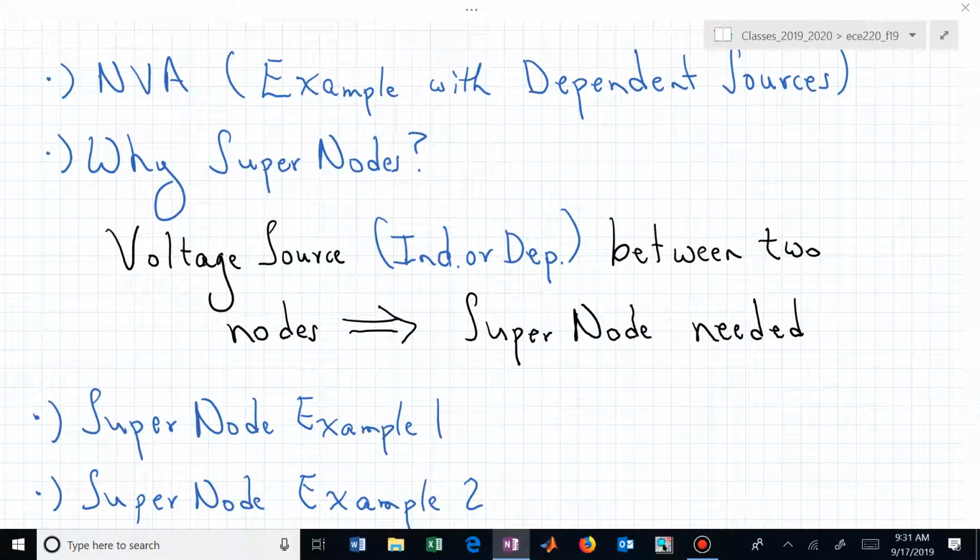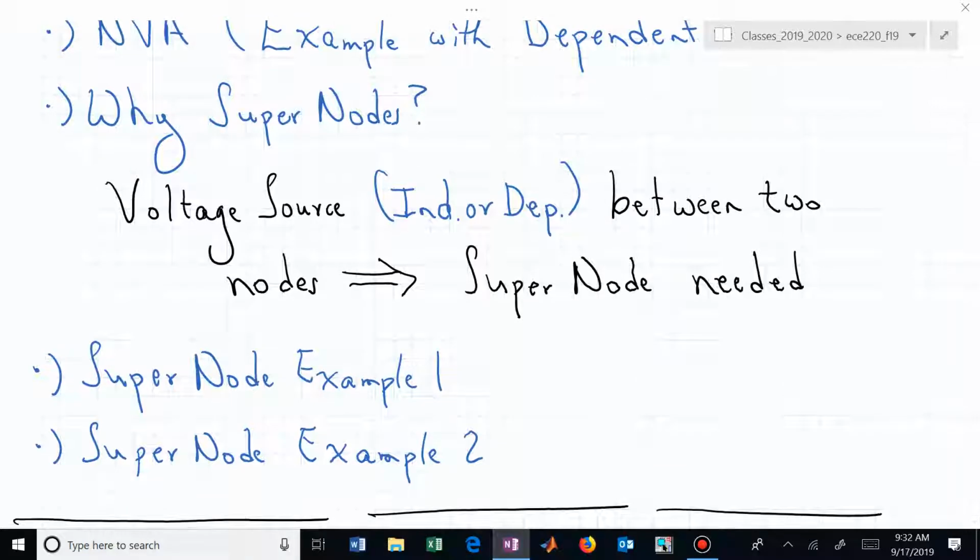Today I want to get into supernodes. But before we do that, let's do one more example of node voltage analysis. Supernodes are a part of node voltage analysis, but it's a special case. We'll do one example with multiple dependent sources before we get into supernodes.